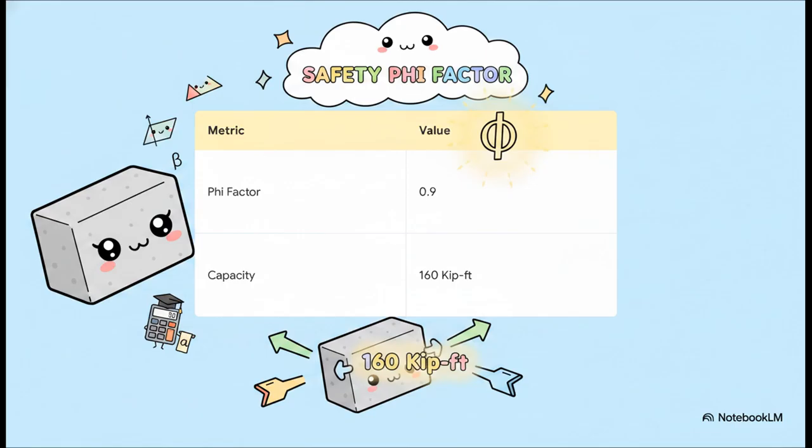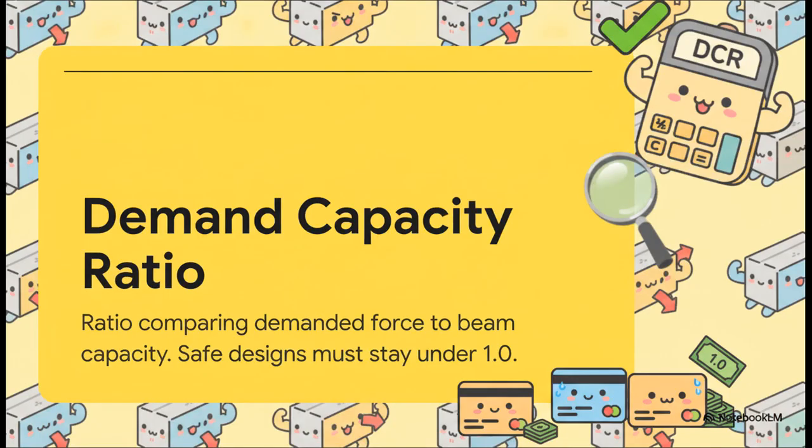Our beam has a positive flexural capacity of 160 kip feet. That is the maximum bending force this beam can handle before it fails. But listen, 160 kip feet is literally just a number, until we compare it to what the beam is actually experiencing out in the real world.